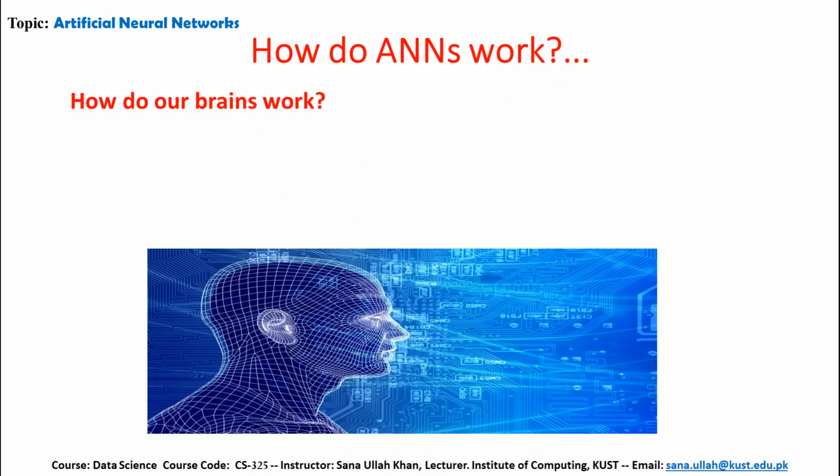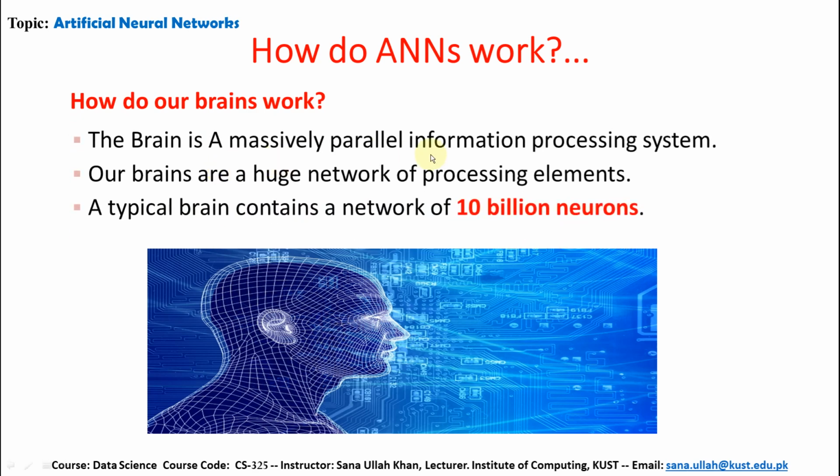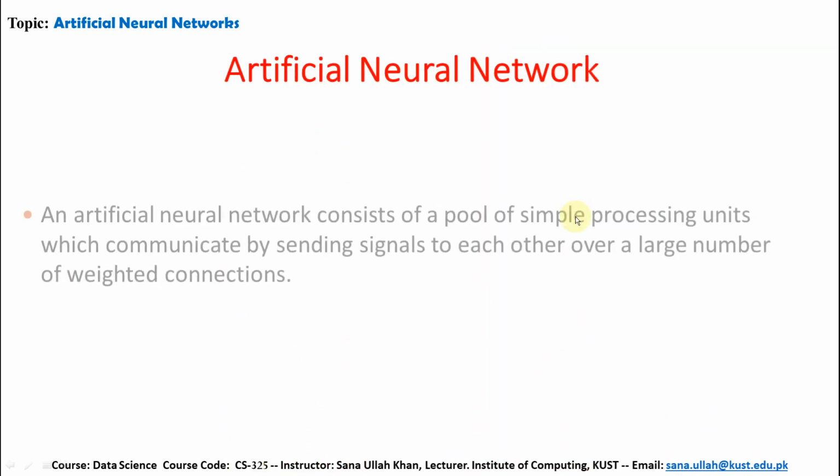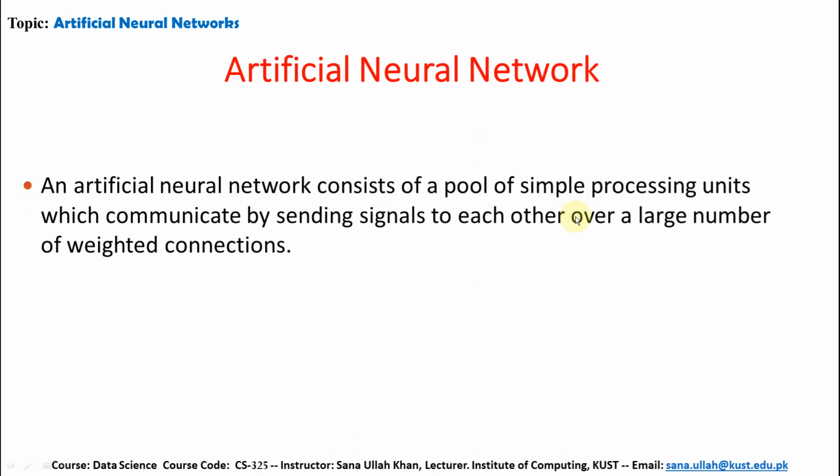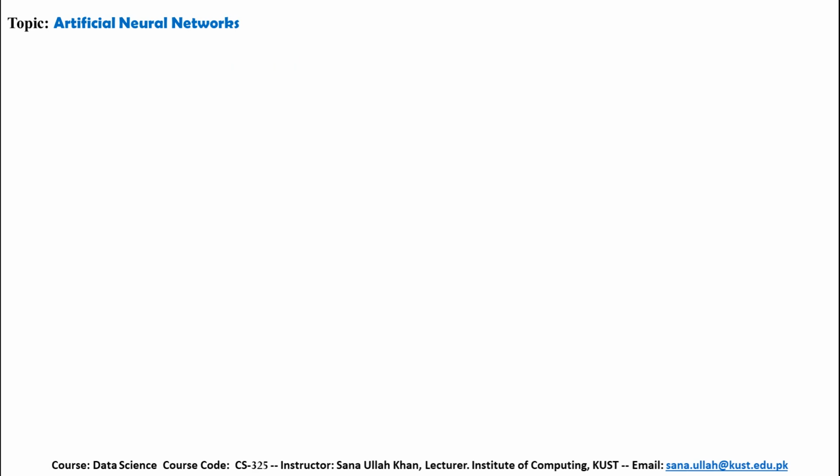So how does our brain work? Our brain is a massively parallel information processing system. Our brains are a huge network of processing elements. A typical brain contains a network of 10 million neurons. So what is meant by an artificial neural network? An artificial neural network consists of a pool of simple processing units which communicate by sending signals to each other over a large number of weighted connections.